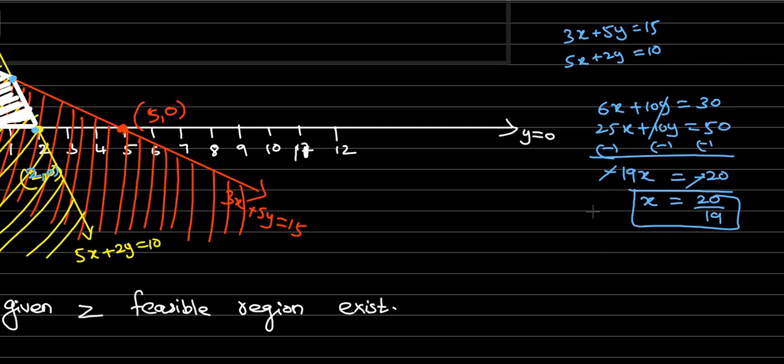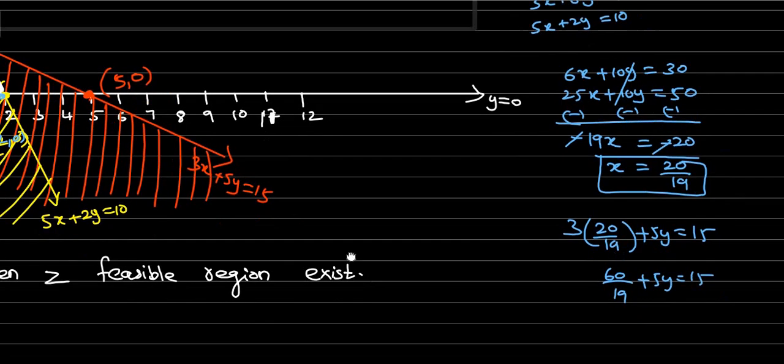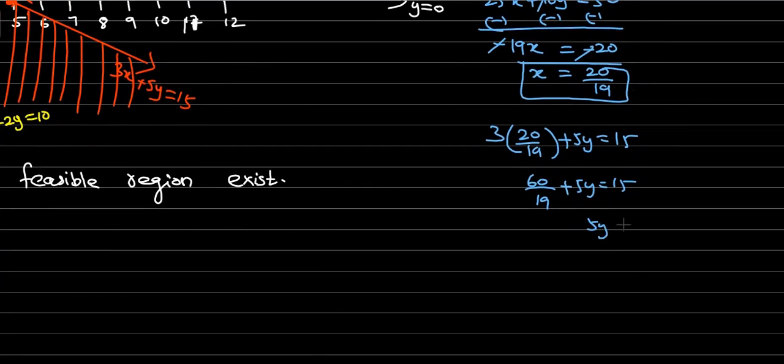Now to get the y value we can eliminate x, or we can substitute this x value in any one of the equations to get the y value. Okay, so I'll substitute in equation 1 itself. So 3 times 20 by 19 plus 5y equal to 15. So which is 60 by 19 plus 5y equal to 15. Now 5y equal to 15 minus 60 by 19.